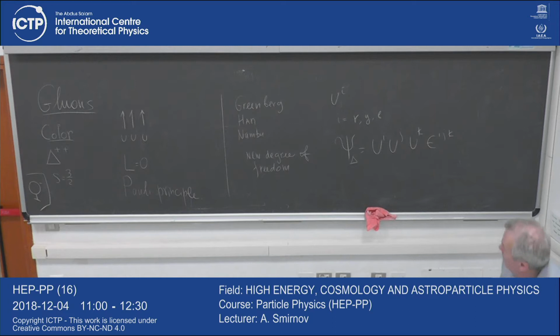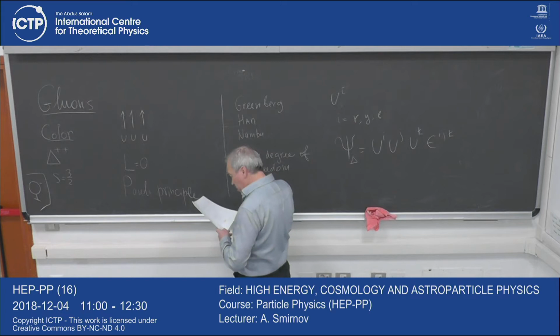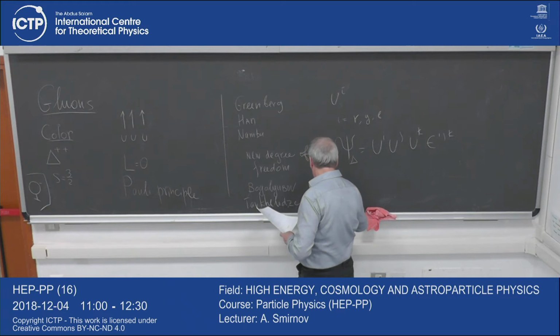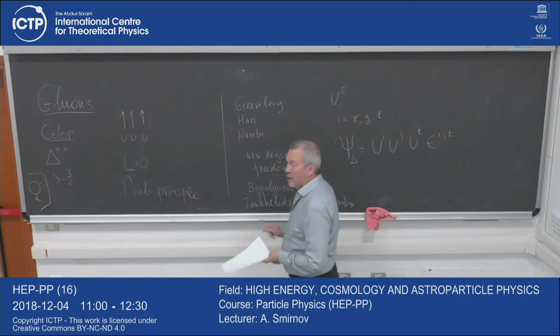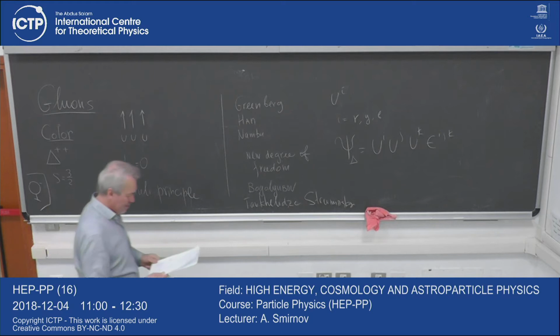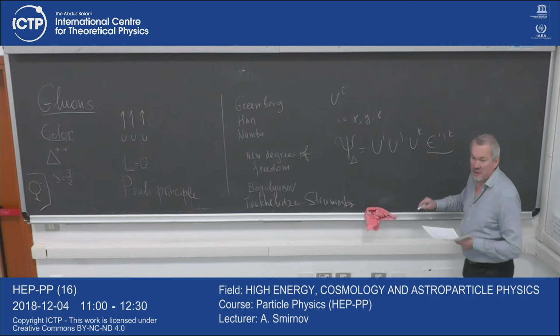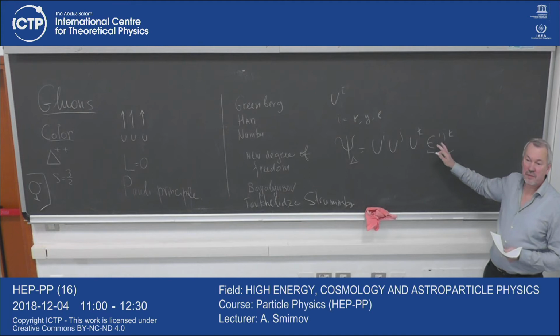Well, actually, the same idea has been suggested independently by Bogolyubov, Tavkhelidze, and Struminsky in Dubna. Actually, if you remember the group theory of SU(3), this is an invariant tensor in this symmetry group, which gives you invariant combinations: this completely antisymmetric tensor with three indices.